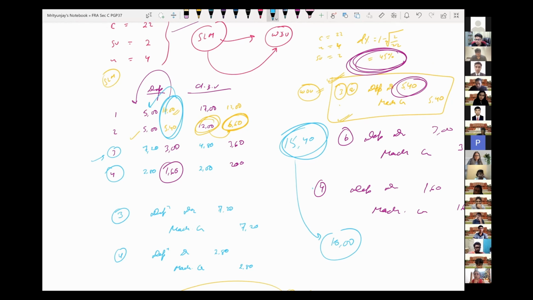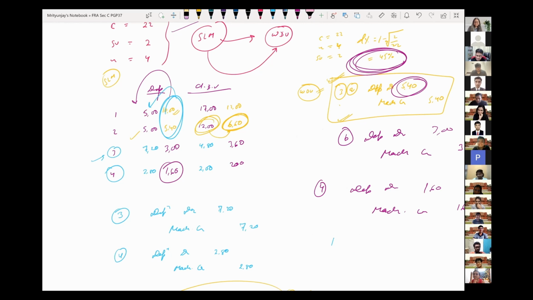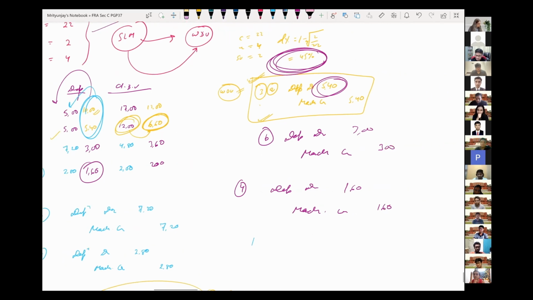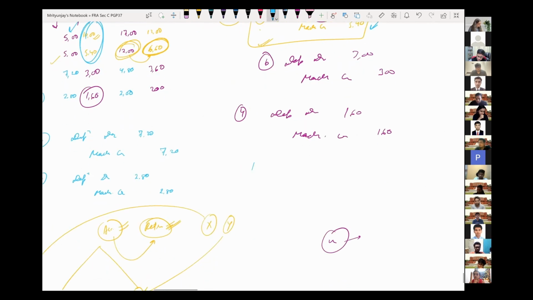Question समझ में आ गया सबको? What she is asking? Okay, so the answer is pretty simple. Yes, that's exactly what we would do. We would reverse this entry. So basically the entry would be machinery debit and reversal of depreciation credit.